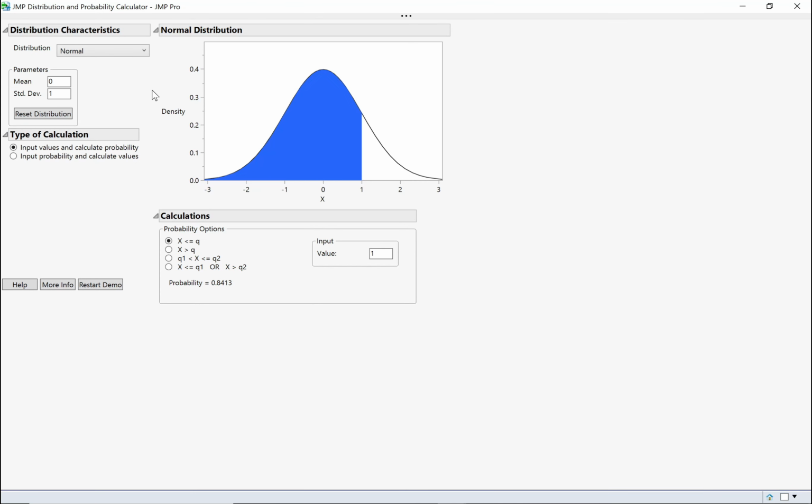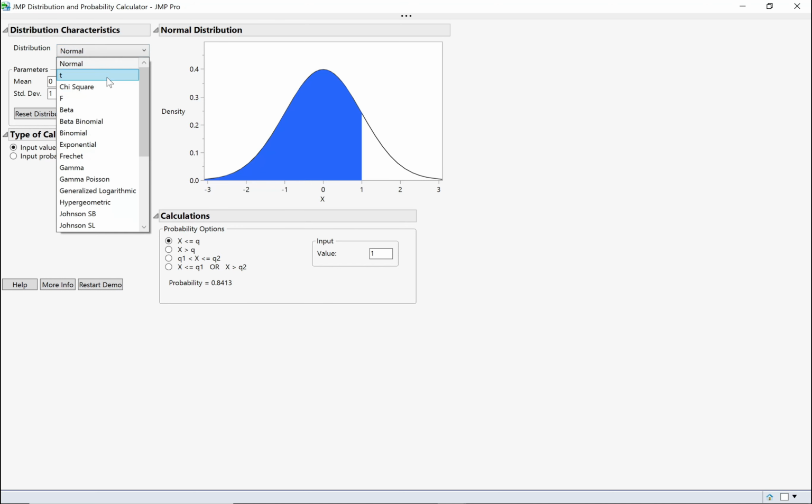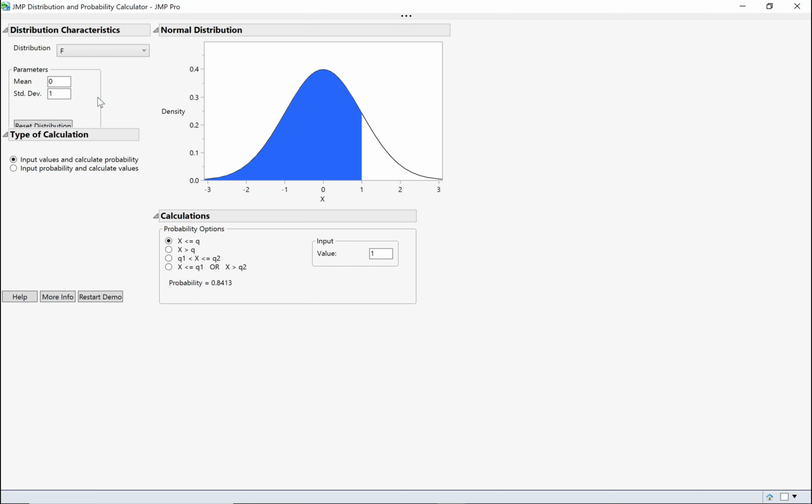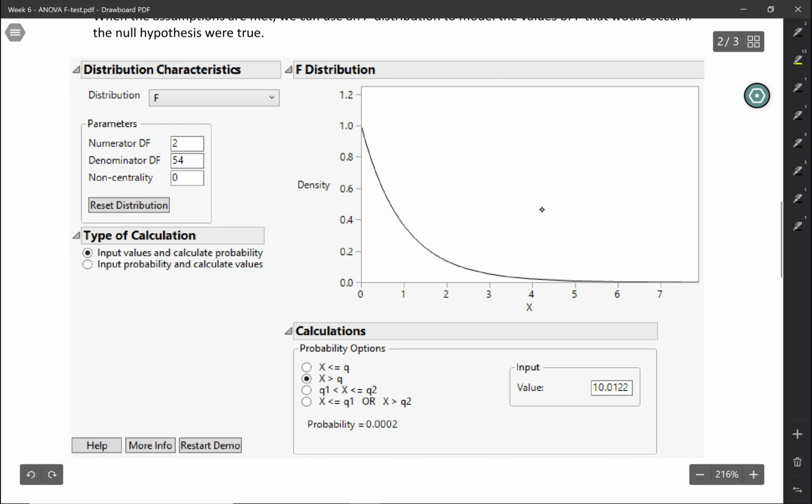And this actually allows us to calculate with several different distributions: the normal distribution, the t distribution, which we've already talked about this semester. We're going to use the F distribution. And I'm going to use this screenshot so I can make notes as we go.